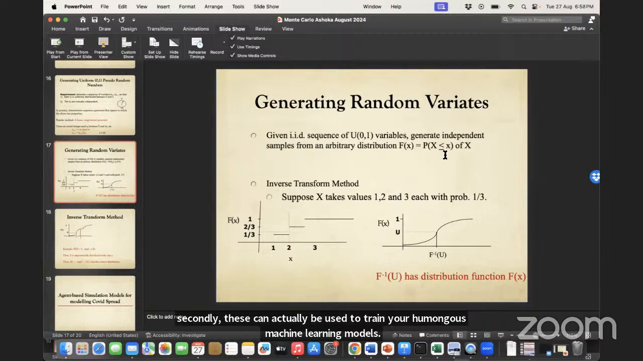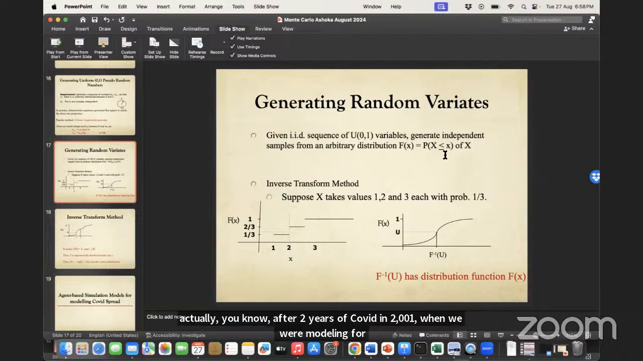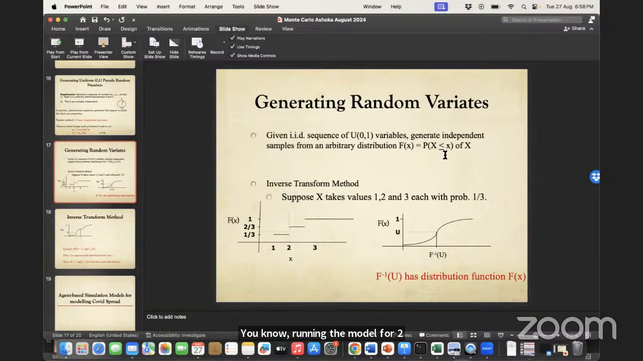Because this simulation model, which I'm showing to you, after 2 years of COVID in 2021, when we were modeling for Omicron, running the model for 2 years was taking 13, 14 hours just for a single run. So computationally, it was prohibitive. So if instead we had trained a machine learning model using this data so that it could give some answers instantaneously, that would have been a hugely useful thing to have. So those are the kind of directions where you do see Monte Carlo simulation playing a role in combining with emerging technologies.